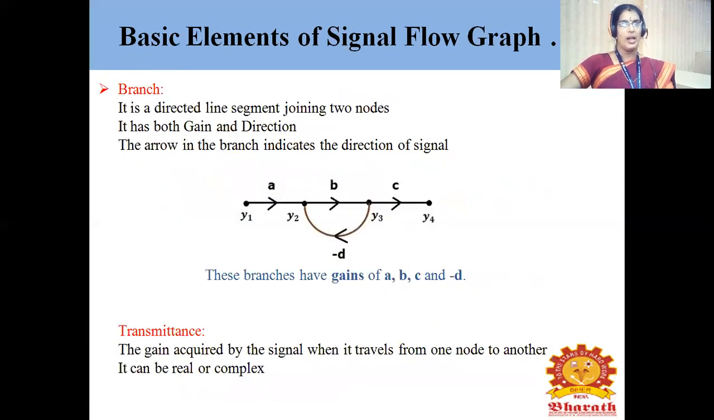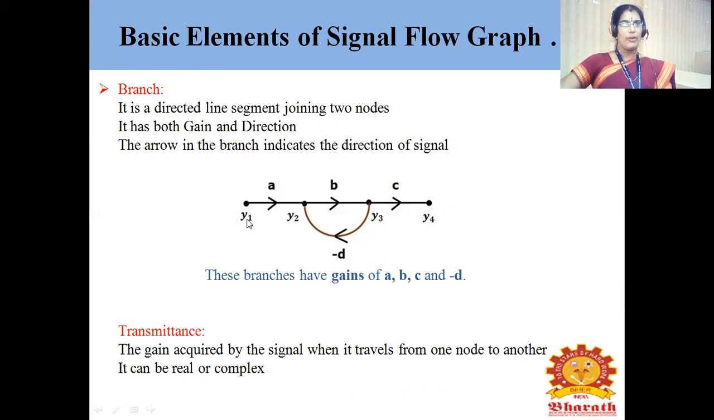Moving to the next one, branch. It is a directed line segment joining 2 nodes. It has both gain and direction, as I explained in the previous slide. The gains are A, B, C and minus D. These are the 4 variables that represent the gain.